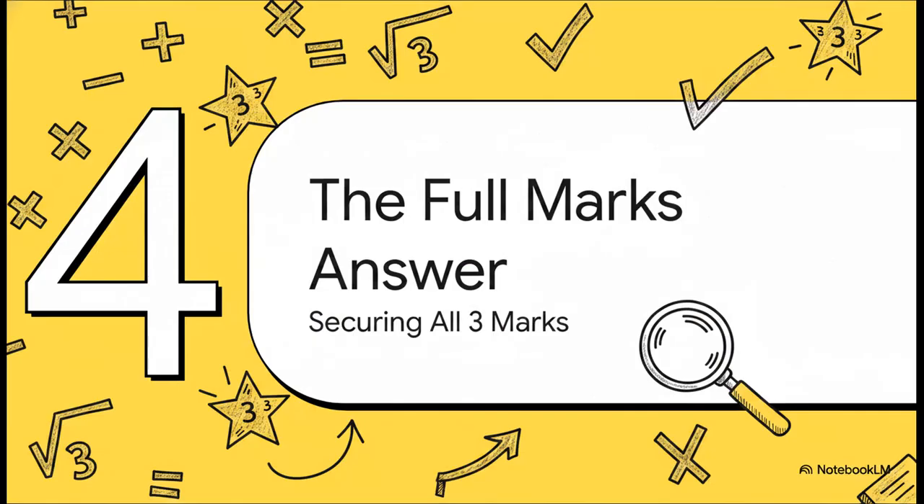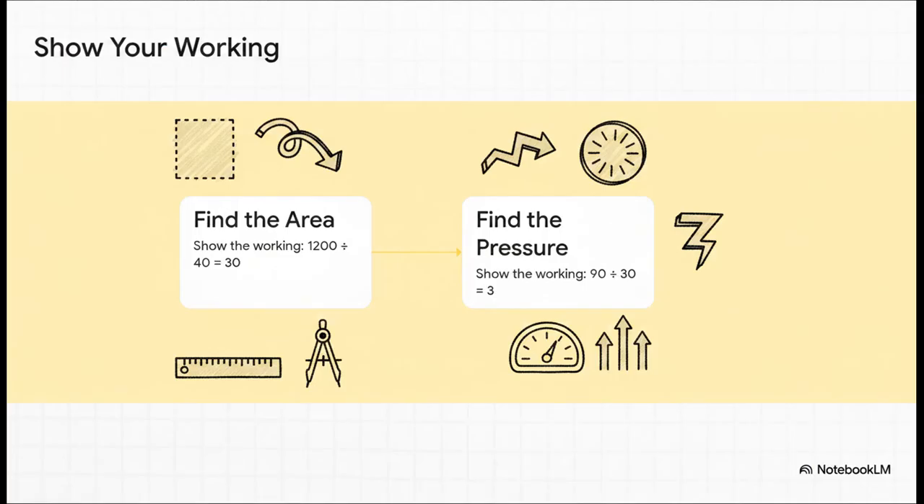So, we've done all the maths, but how do we lay it out on the exam paper to make it absolutely certain that the examiner gives us all 3 marks, no questions asked? It's all about being crystal clear. You have to show these 2 separate steps in your working out. First, show how you got the area. Second, show how you use that to find the pressure. This layout makes your thinking so easy to follow.